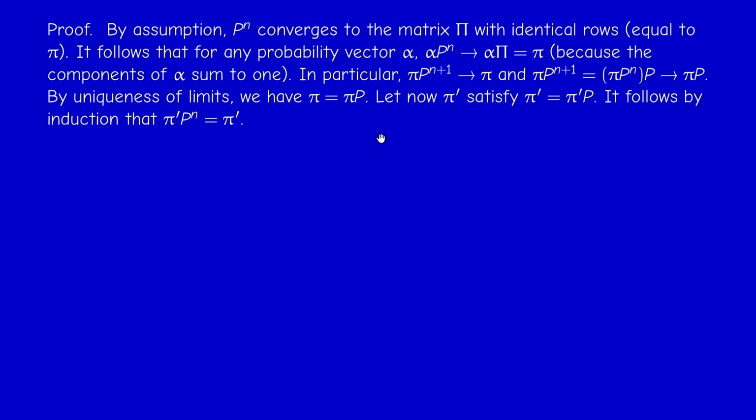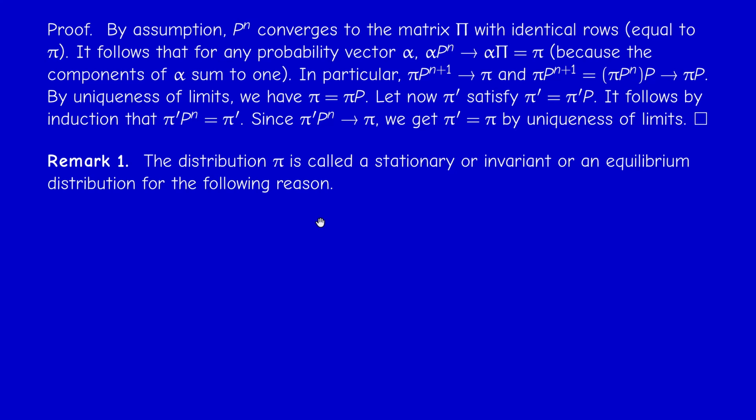Because we do the same thing. If pi prime equals pi prime P, if you apply P each time, you get pi prime P equals pi prime P squared, and so on. Each time you multiply by capital P, you change nothing. So pi prime P to the n is equal to pi prime, and you can prove that by induction if you like. So it's constant actually. From one hand, pi prime P to the n converges to pi because of this, replacing alpha by pi prime. But this is constant. So we have two limits, pi prime and pi, and by uniqueness of limits, we get pi prime equals pi. Not difficult.